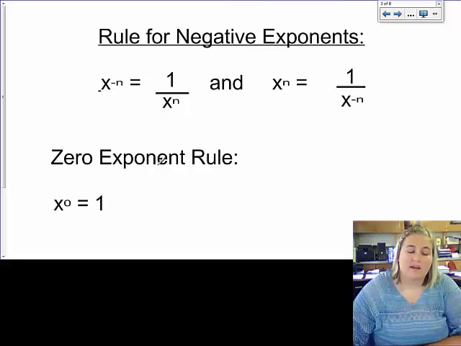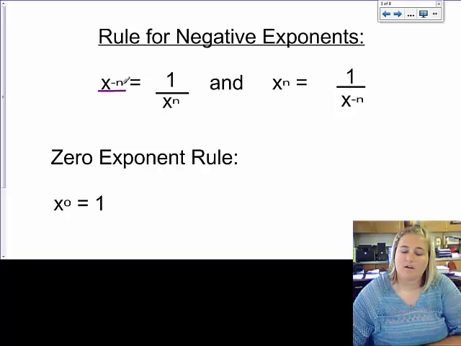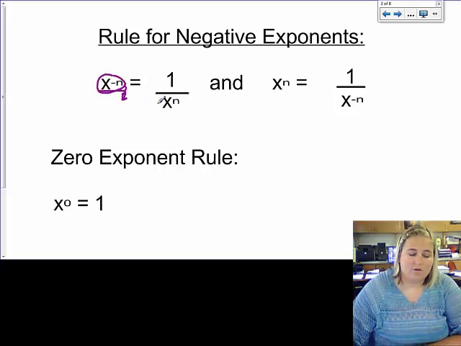So this is the rule for negative exponents, and that is x to the negative n equals 1 over x to the n, and x to the n equals 1 over x to the negative n. What they're saying here is that you can take this negative exponent and make it positive by taking the negative exponent with its base to the opposite side of the fraction bar. Okay, so here when we moved it down, that's what happened here.